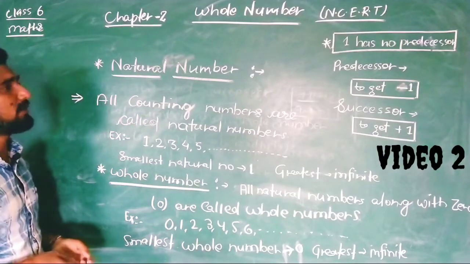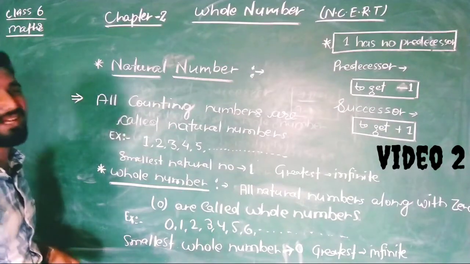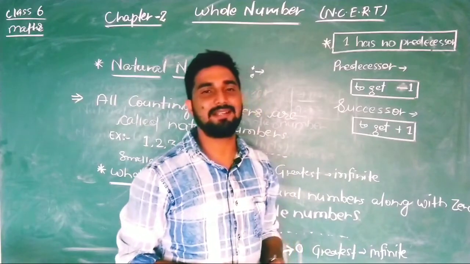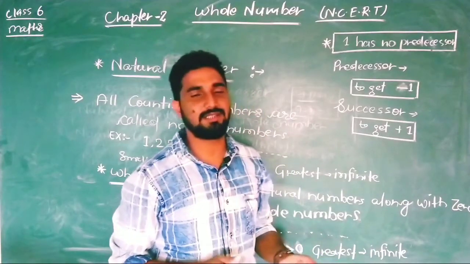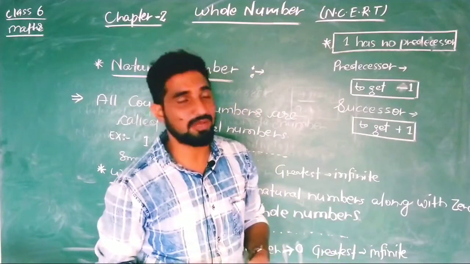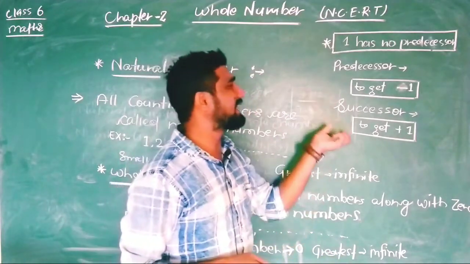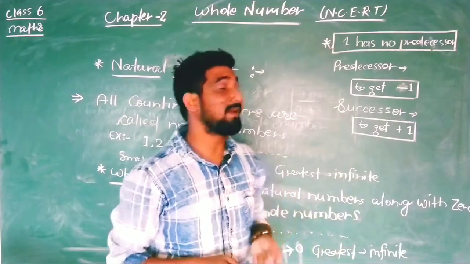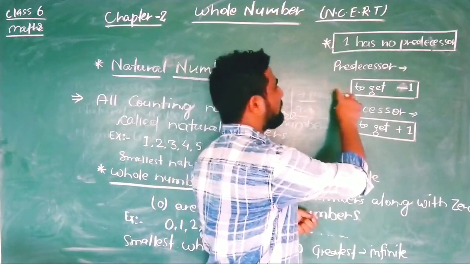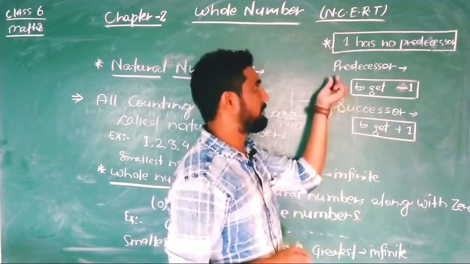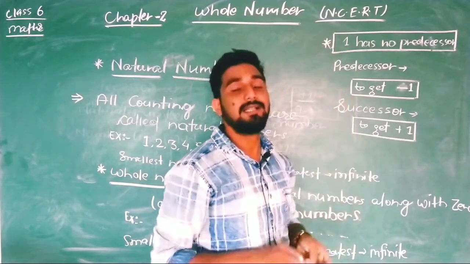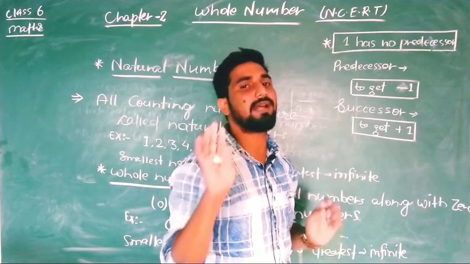So the first topic was predecessor and successor. This topic is very well known to us because we have been reading it since class 2. We read it in class 2, class 3, class 4, class 5, and then we reached class 6. So I will give you a brief introduction to predecessor and successor. If you have to write the predecessor of any number, then you have to subtract 1 from that number.